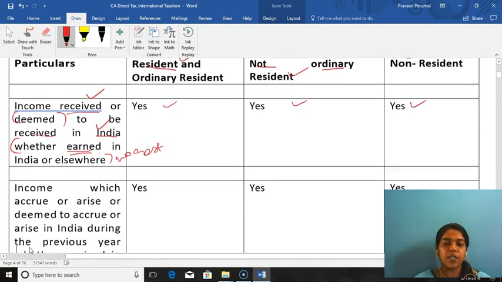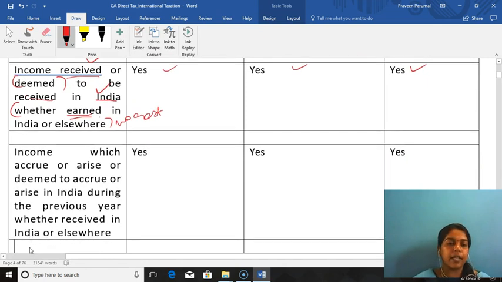Next, income which accrues or arises or is deemed to accrue or arise in India during the previous year, whether received in India or elsewhere. So what is happening? Here the receipt can be in India or outside India. Here earning can be anywhere, no restriction. Here receiving can be anywhere, no restriction. So receiving can be anywhere, but what happens? It should have been accruing or arising or deemed to accrue or arise in India during the previous year.